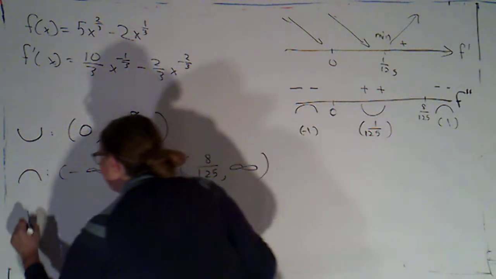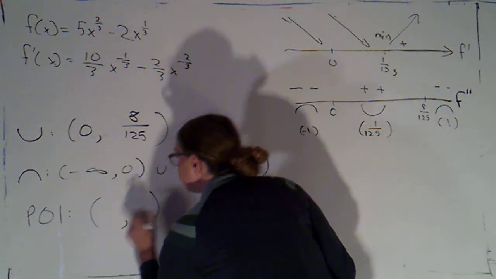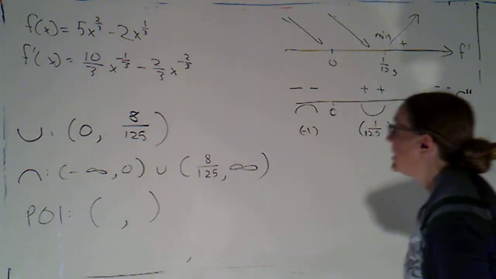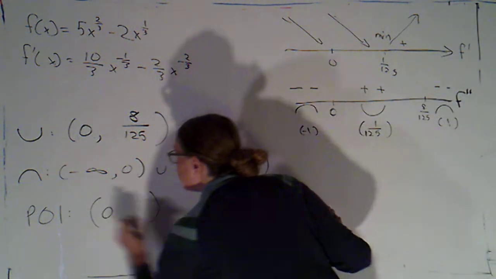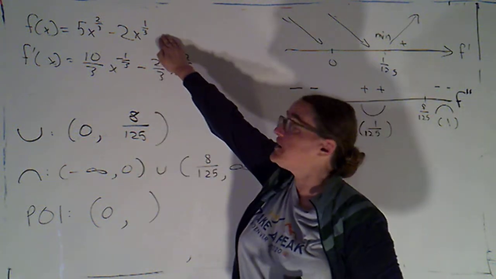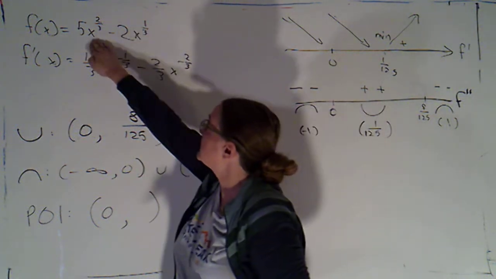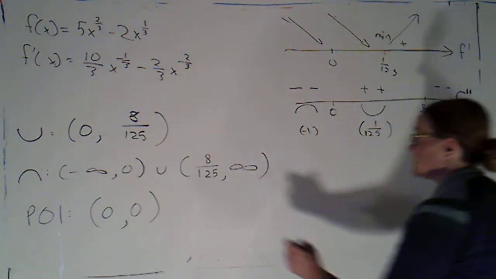Last thing, points of inflection. Points of inflection are going to be points, so they have an x and a y value, where the concavity changes. So I can see the concavity changed at 0, and if I want the y value of that point, I'm going to be plugging into the original function. So I'm going to get 0 minus 0, 0. So the origin is a point of inflection.